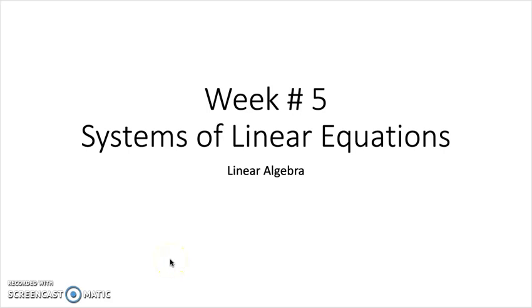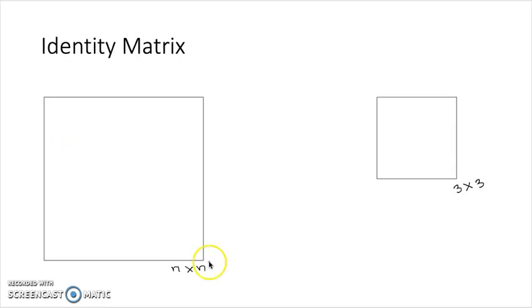In this video, we discuss systems of linear equations. In general, matrices are rectangular arrays with rows and columns, and there is a special family of matrices called square matrices, because the number of rows is equal to the number of columns.